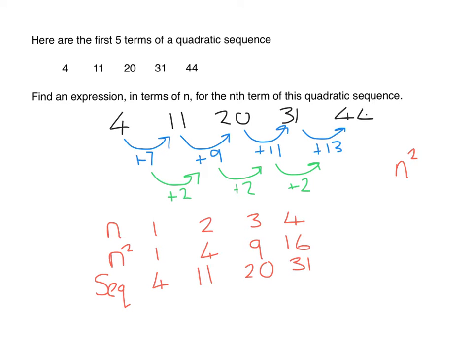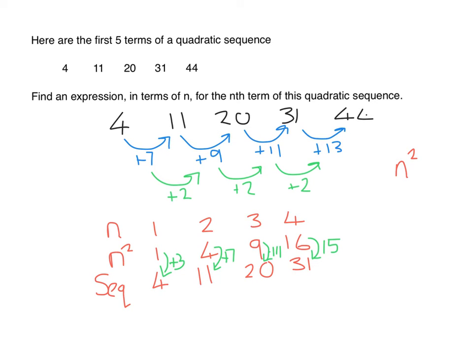I'm now just going to check, is it the same amount going from 1 to 4? So 1 to 4 we're adding 3. To get from 4 to 11 we're adding 7. To get from 9 to 20 we're adding 11. And to get from 16 to 31 we're adding 15.